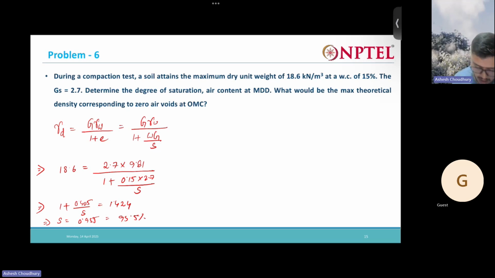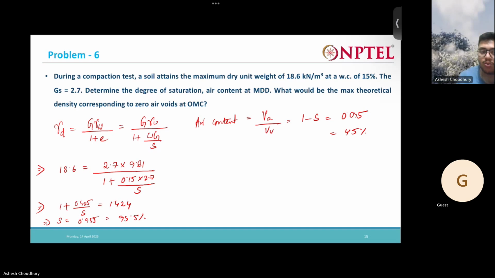Now next is air content. Air content is volume of air by volume of voids, which I can write as 1 minus saturation, that is 0.045, which is 4.5%. What is saturation? Saturation is volume of water by volume of voids, right? So air content is 1 minus saturation, volume of air by volume of voids.